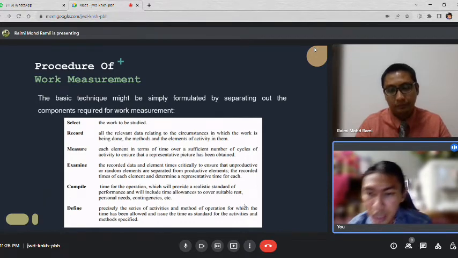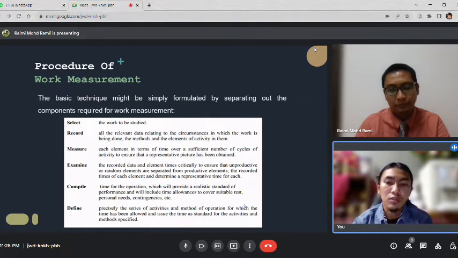Compile the time for the operation, which will provide a realistic standard of performance and will include time allowance to cover sustainable rest, personal needs, and contingencies. And last, define precisely the series of activities and method of operation for which the time has been allowed, and issue the time as standard for the activities and methods specified.